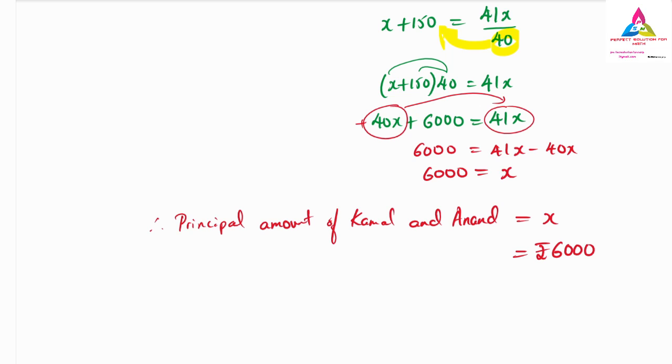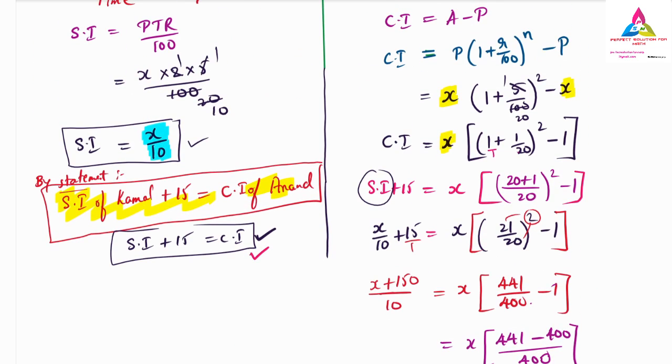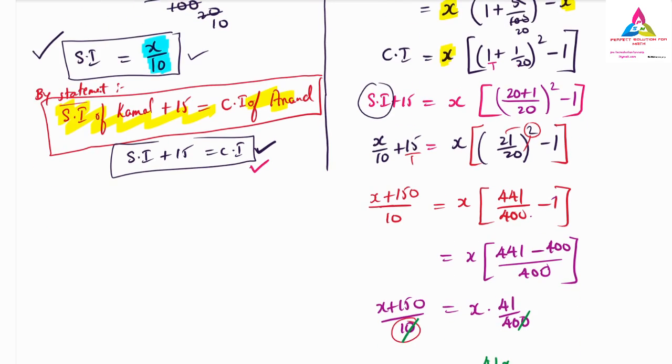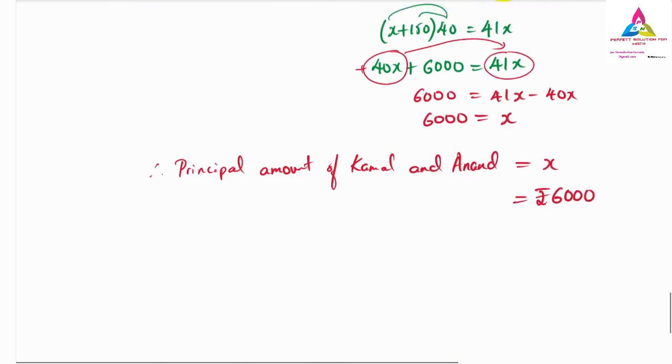They have asked us to find the compound interest and simple interest. So what is the work now? We will go back, and here we have the simple interest received by Kamal, that is SI, simple interest equals x by 10, that we will find. And the compound interest they have received is 15 more, no? Here we have the other formula, received by Anand, that we will find.